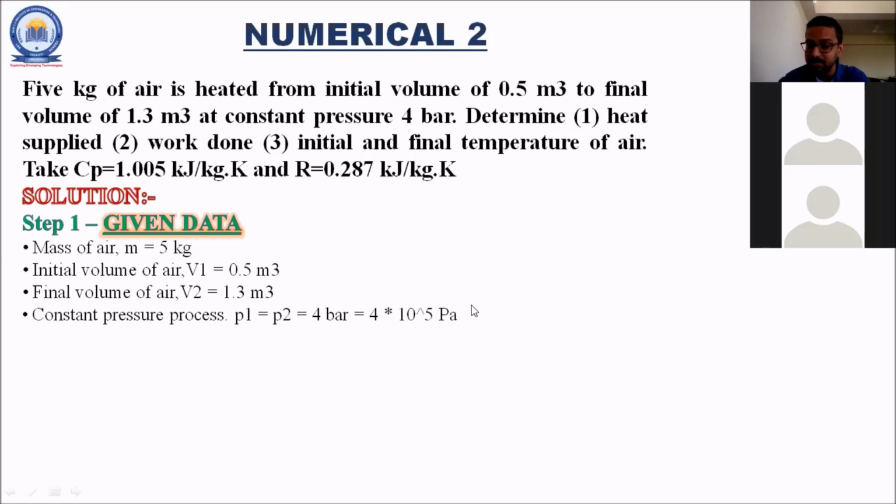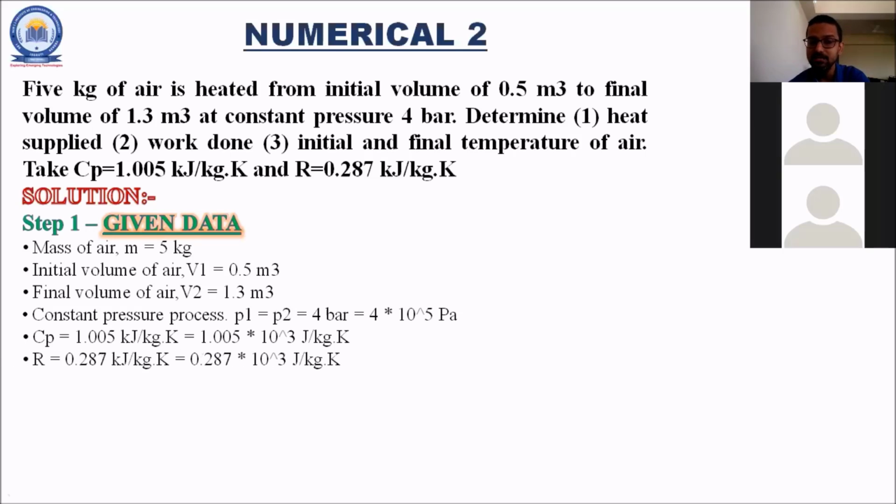Very important point. Remember friends, converting the bar into the Pascal. Then we are given the value of Cp, that is 1.005 kilojoule per kg Kelvin. So again converting the kilojoule into joule. So that is 10 raised to power 3 joule per kg Kelvin. And similarly capital R also converting in joule per kg Kelvin. So these are the points we have mentioned in the given data.